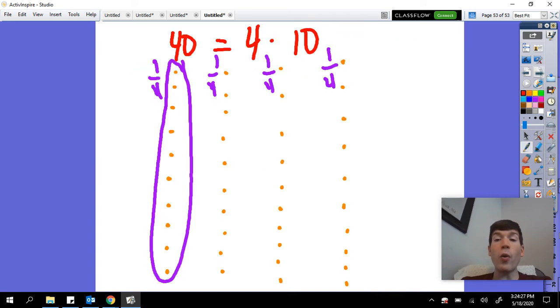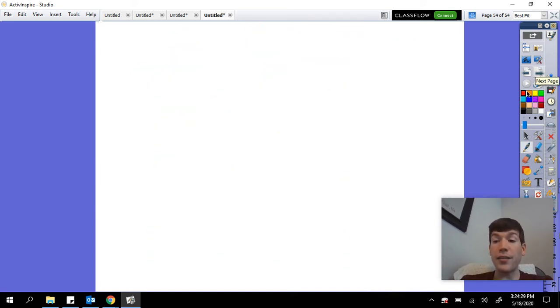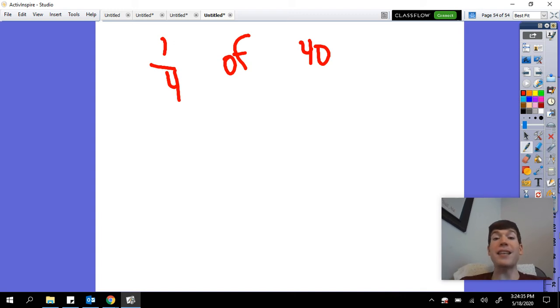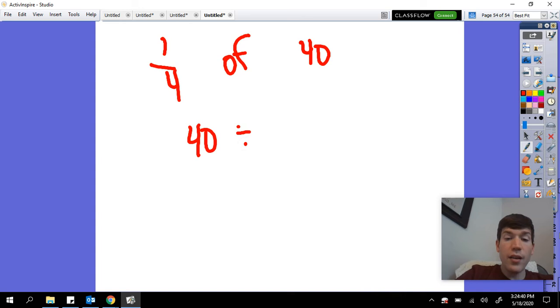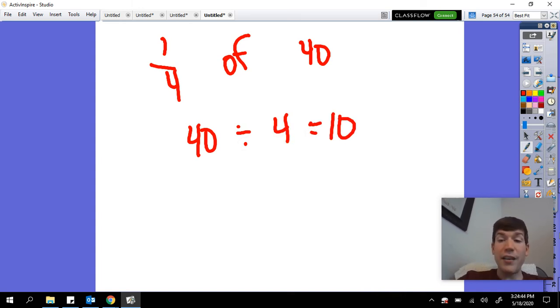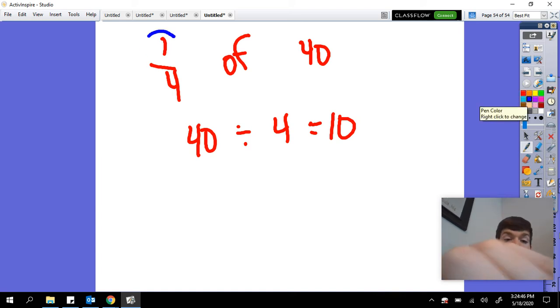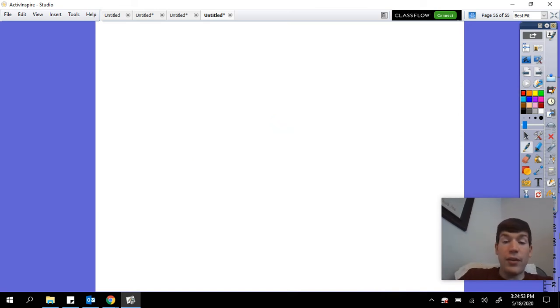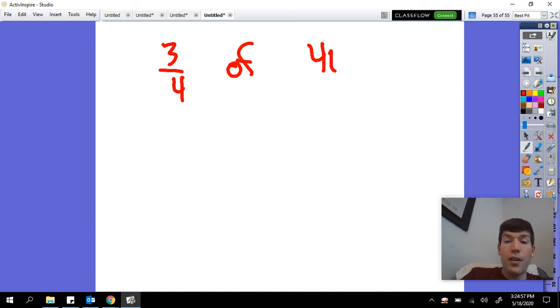Now, one quick way that we often do this, and I'll show you the quick way I think about it. If I see 1/4 of 40, what I always do is I just take 40 divided by 4. So 40 divided by 4, dividing by that denominator, which would give me 10. And then I notice, well, I only have one group of 10. So it's just 10.